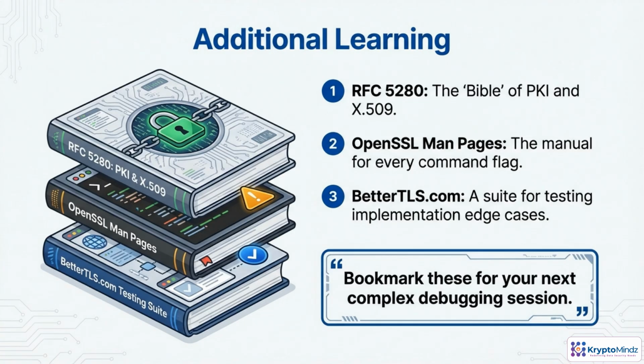Second, the OpenSSL man pages are your definitive reference when a command line flag is confusing or poorly documented in a blog post. When something breaks, checking the man page often reveals subtle defaults or edge cases you'd otherwise miss. Third, Better TLS gives you a curated set of weird real-world TLS test cases. It's perfect for validating that your own PKI or TLS stack handles corner cases correctly, not just the happy path.